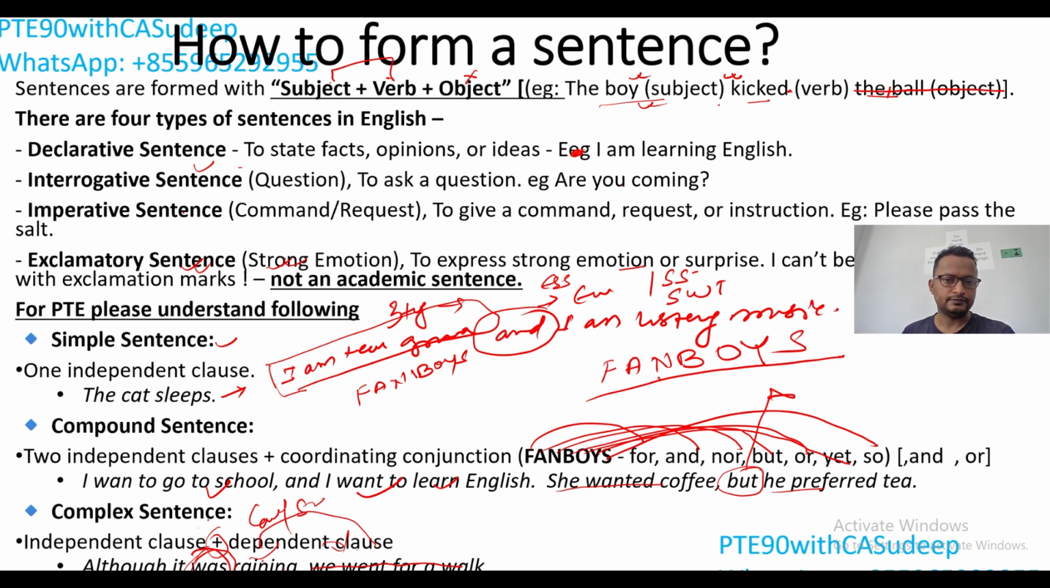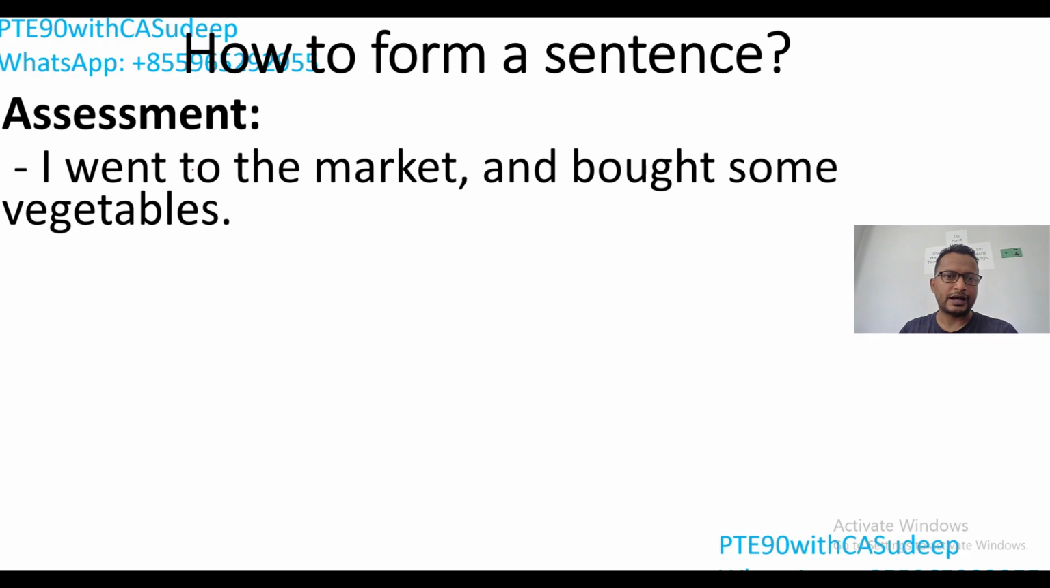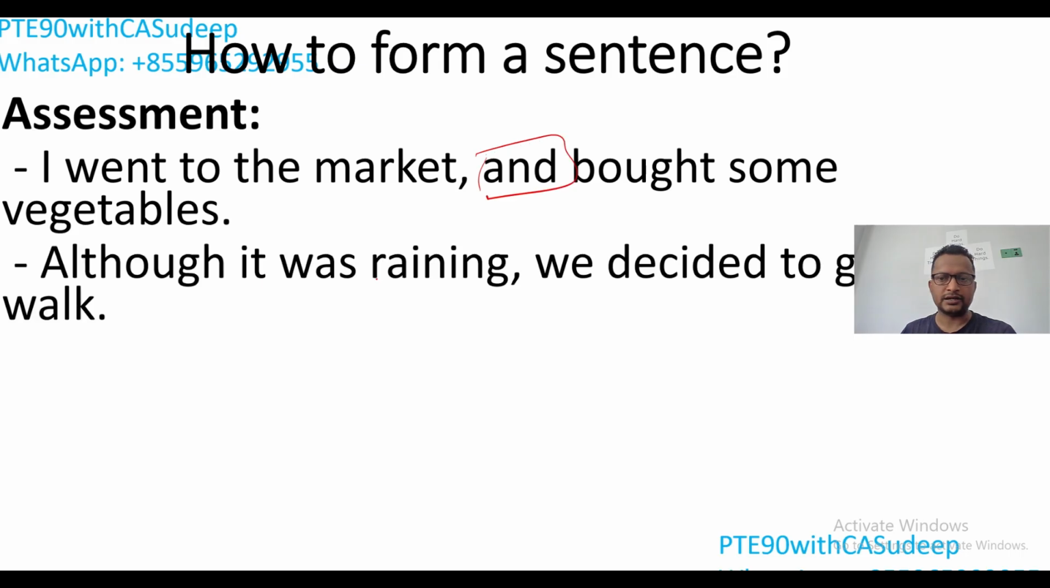So now let's quickly do the assessment. I went to the market and bought some vegetables. What is the sentence here? This is a compound sentence. Why? Because there is a fanboy here, right? Although it was raining, we decided to go for a walk. What type of sentence is this? It is a complex sentence. Why? Because we have a dependent clause here and then an independent clause here, right?